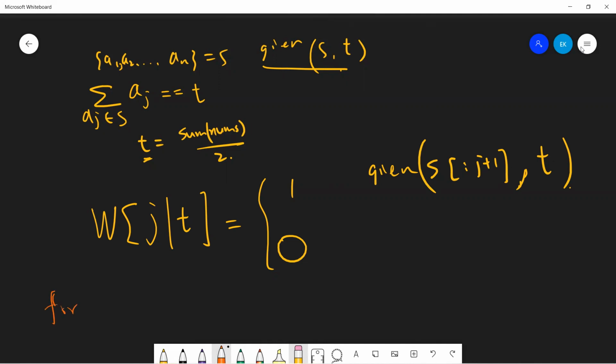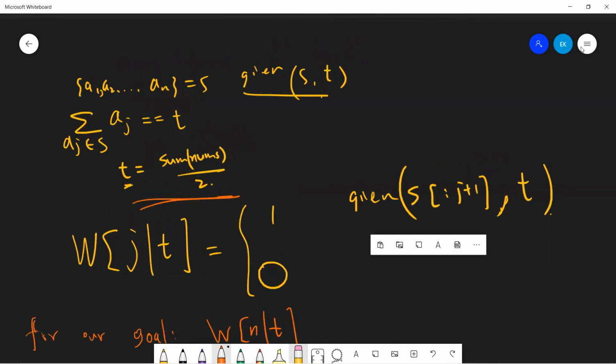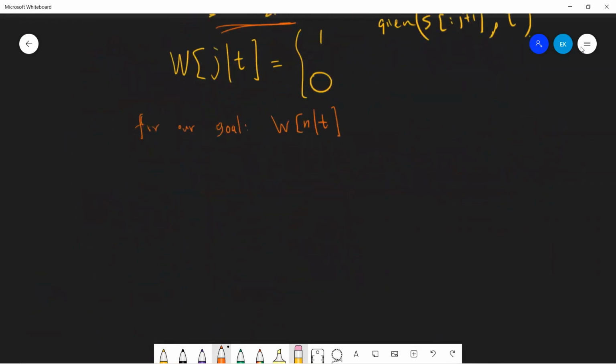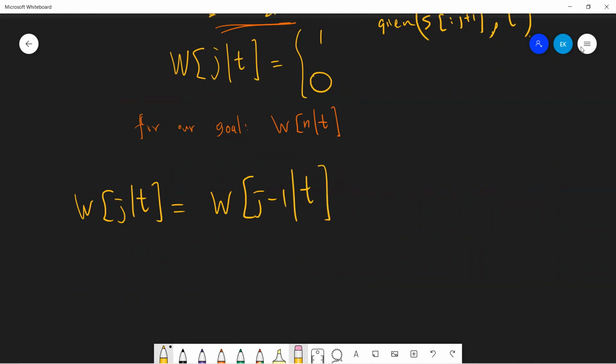Okay, so for our goal, we need to find w of n and t, where t is the sum of the nums divided by 2. Now we just need to write down the recursion formula. Obviously the recursion is very easy, right? So w of j and t can be written as w of j minus 1 and t, maybe the previous one already can solve this problem, or w of j, you need to use the final one, right? You need to use the j-th element, so you need to do j minus 1 and t minus aj.